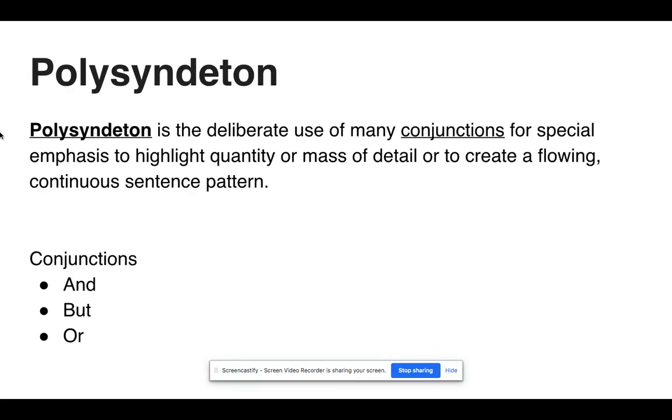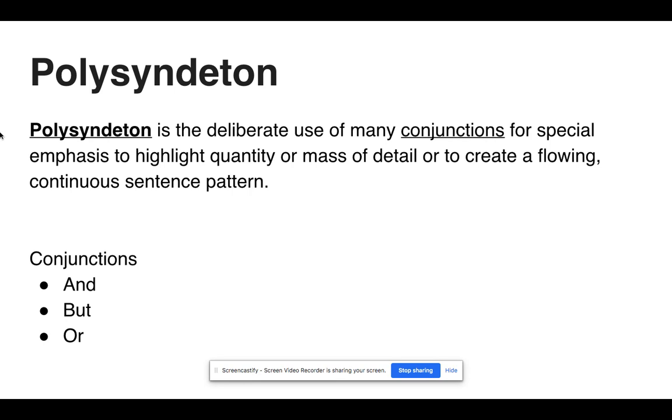The first device is polysyndeton, which is the deliberate use of many conjunctions for special emphasis to highlight quantity or mass of detail, or to create a flowing, continuous sentence pattern. Now remember, a conjunction is a word that connects clauses. So these would be words like and, but, and or. So when you're using polysyndeton, you're using several or many of these, and, but, or, in your sentence.